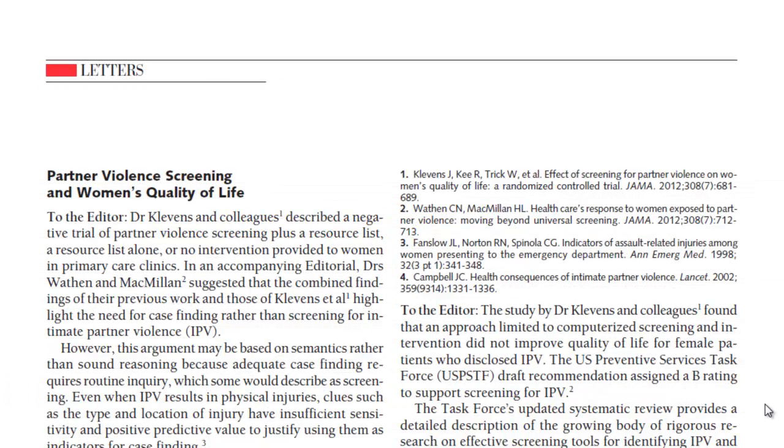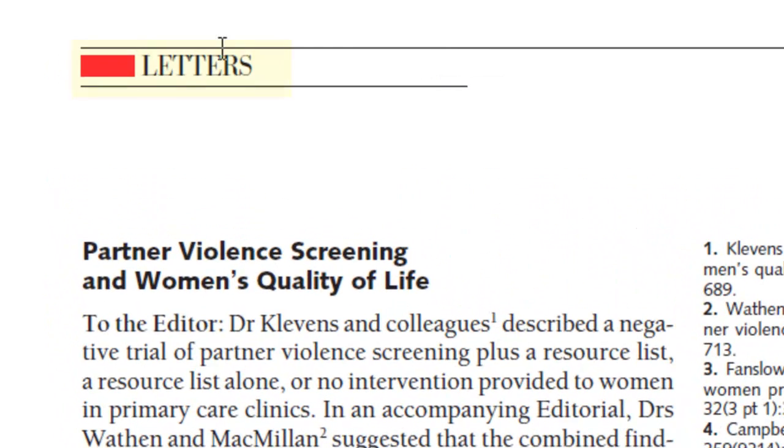This article again is from the Journal of the American Medical Association, or JAMA. So it's a good academic journal. And again, at the top of the page, they actually tell us what type of article it is. So this is a letter. What that generally means is it's a letter to the editor on some topic or some article that's been published in JAMA previous to this issue.